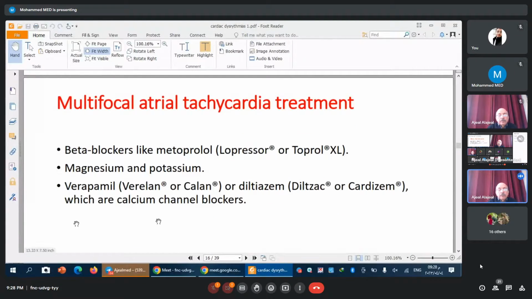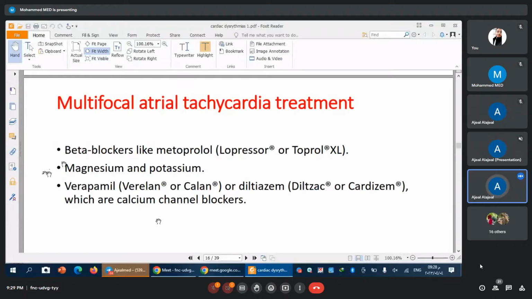How do we treat atrial tachycardia? Beta blockers are probably the drugs of choice. Magnesium and potassium. In these cases you should check the potassium because hypokalemia can cause it. And if this is the case, correct the potassium. If the magnesium is normal and you give magnesium, then the arrhythmia will respond.